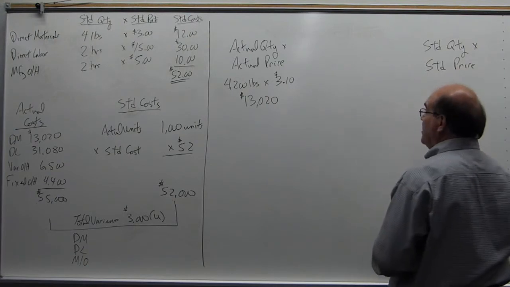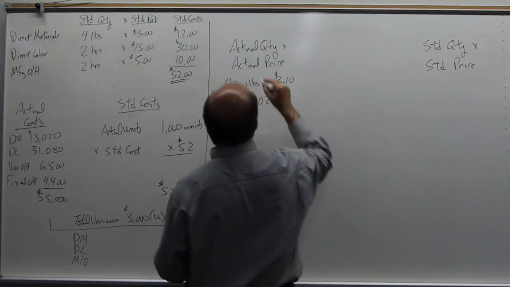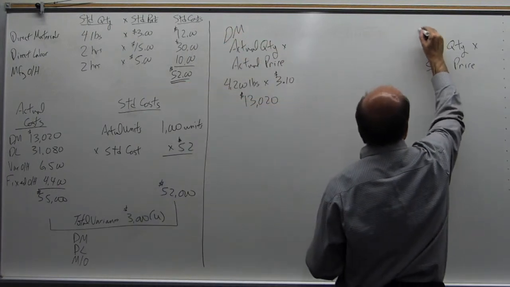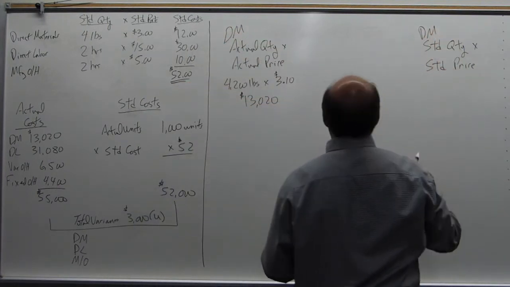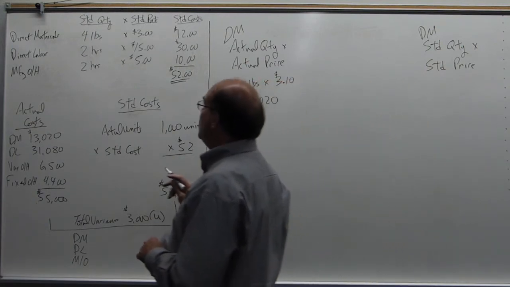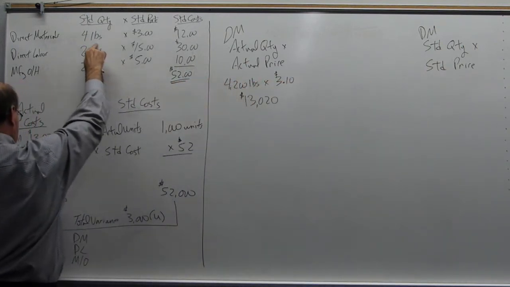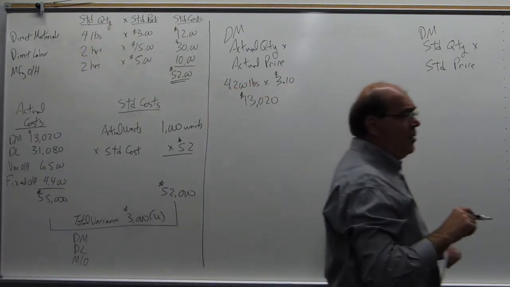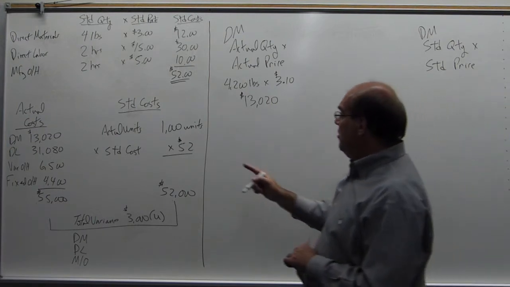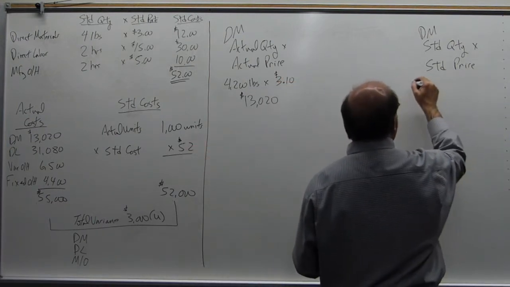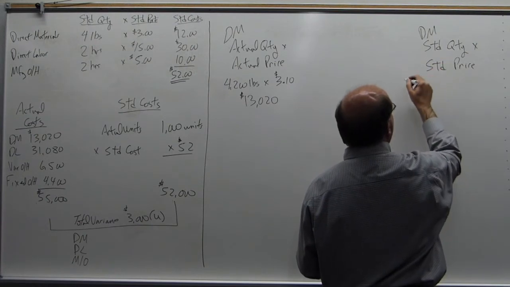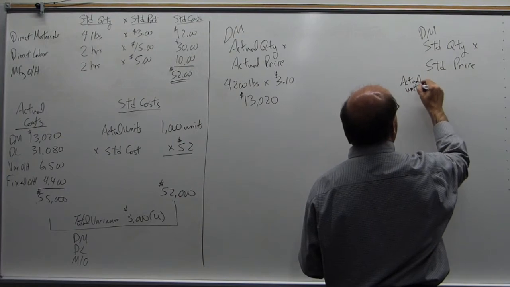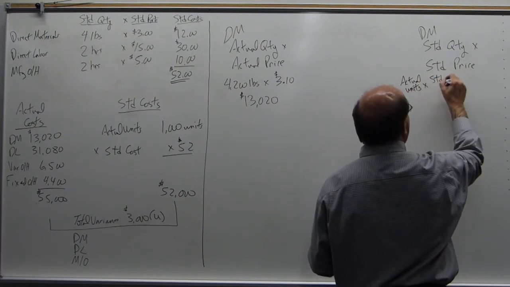Now in this case, we're doing direct materials. We're going to change this in a little bit, but we'll do direct materials. How much should we use for materials? We should have used 4 pounds per unit. How many units did we make? 1,000 units. So I need to find my standard quantity. My standard quantity is going to be my actual units times my standard unit quantity.